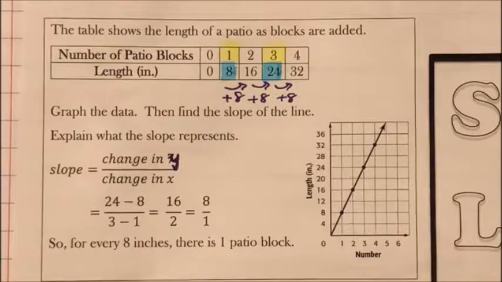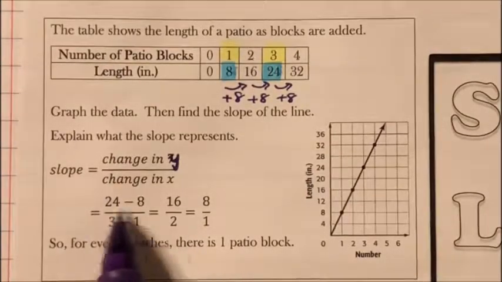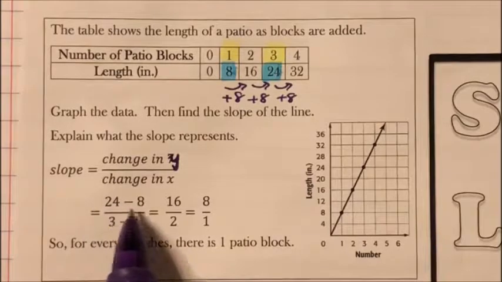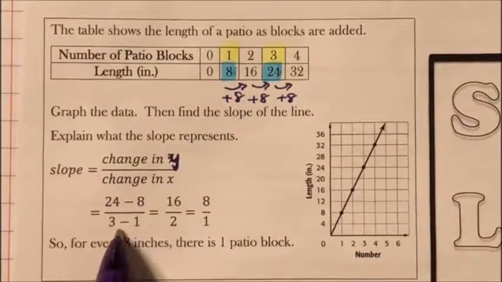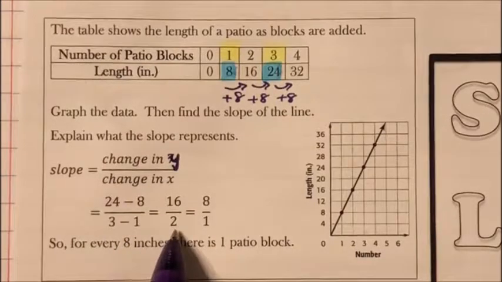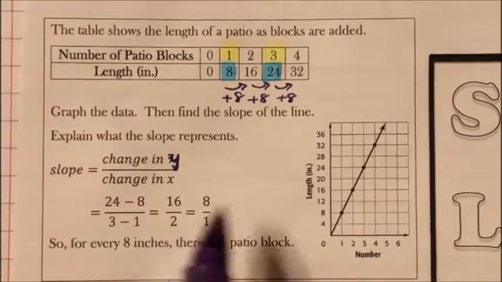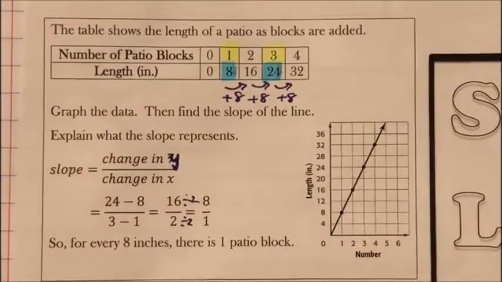Okay, so I'm going to write that out. 24 minus 8, because change means I subtract. So 24 minus 8, the first point I chose and the second point I chose, over 3 minus 1. So 24 minus 8 gives me 16. 3 minus 1 gives me 2. So I have 16 over 2. That equals, I can divide both of these by 2. So 8. 16 divided by 2 is 8. And 2 divided by 2 is 1.